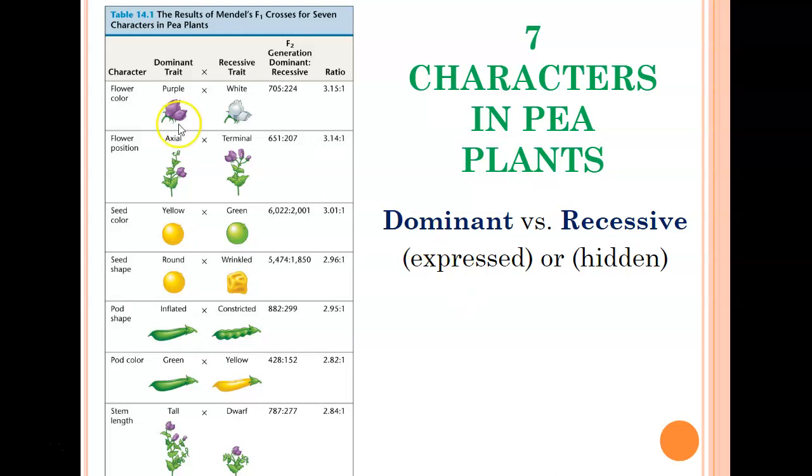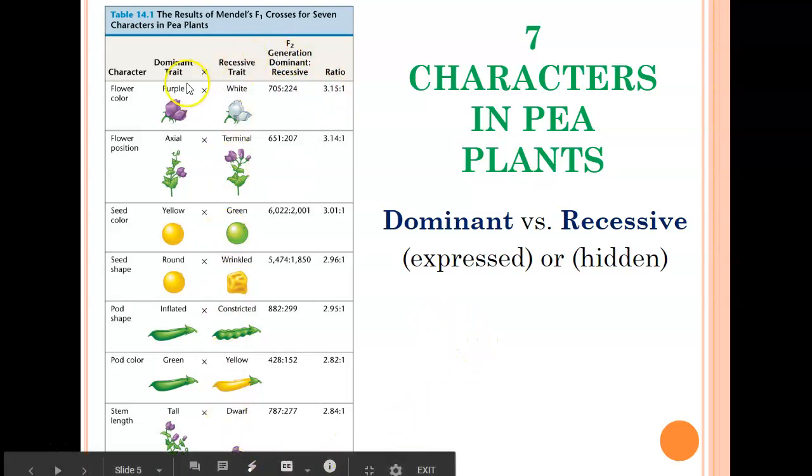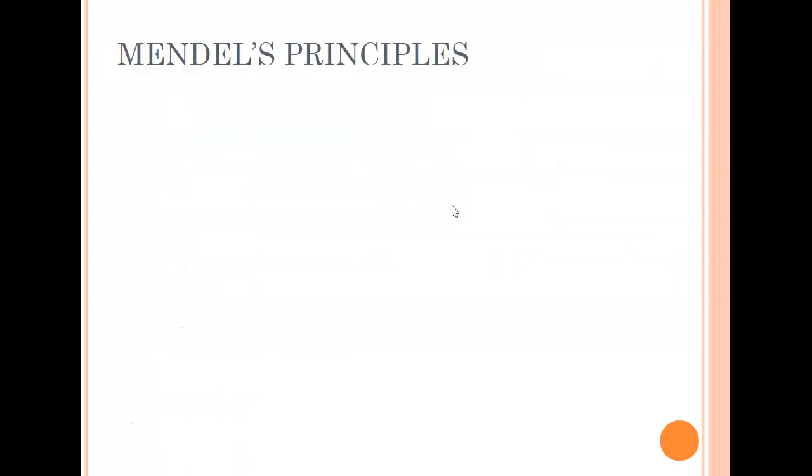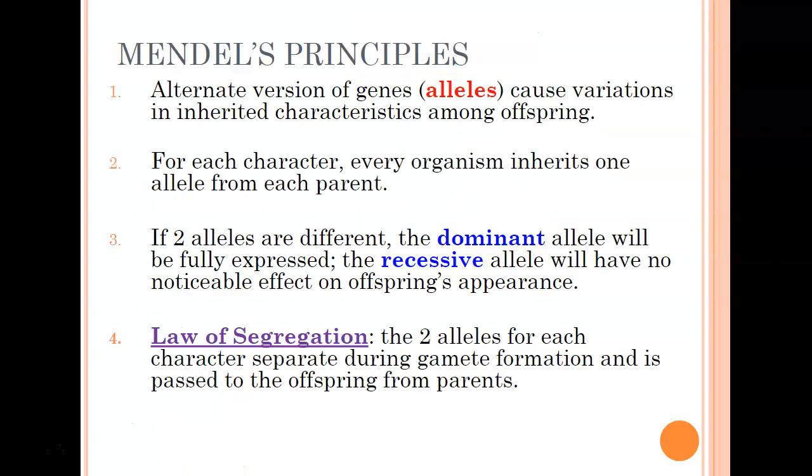And so based on the specific ratios he was able to get, and the fact that the F1 generation had certain traits that were completely hidden, like purple and white flowers together only make purple flowers while the white was hidden, therefore it must be recessive. That led to that vocabulary. Okay, so he came up with a specific set of principles.